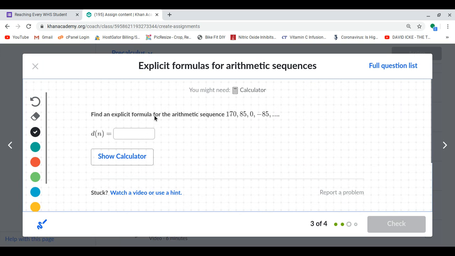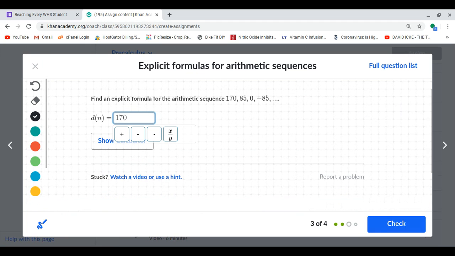All right, we're going to write an explicit formula for the arithmetic sequence 170, 85, 0, negative 85. So we'll start with the first number in the sequence, so 170. And each time we are taking off 85. So we're going to subtract 85 and multiply that times n minus 1. Basically what that's saying is to find the next term in the sequence, you're going to take 85 off each time.